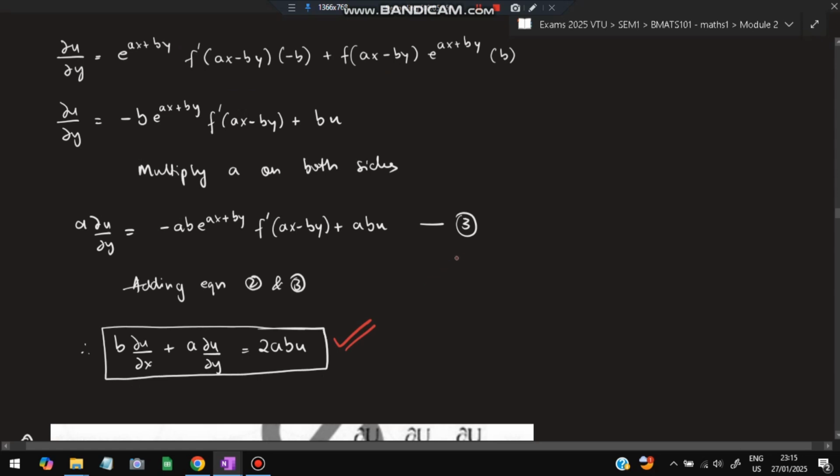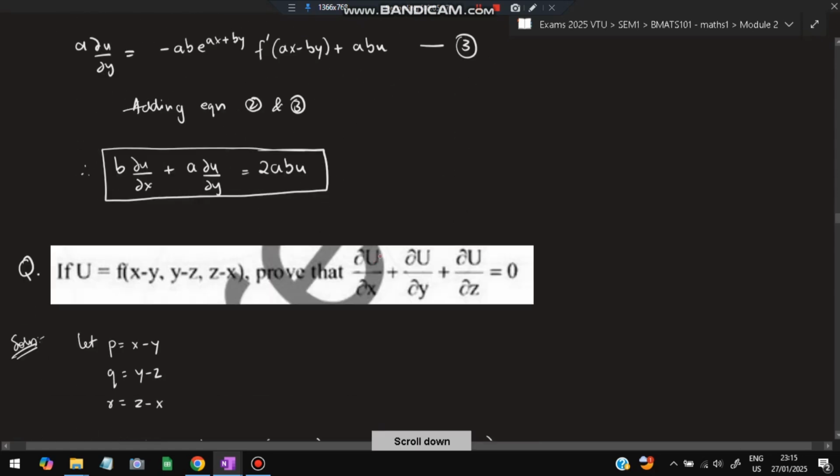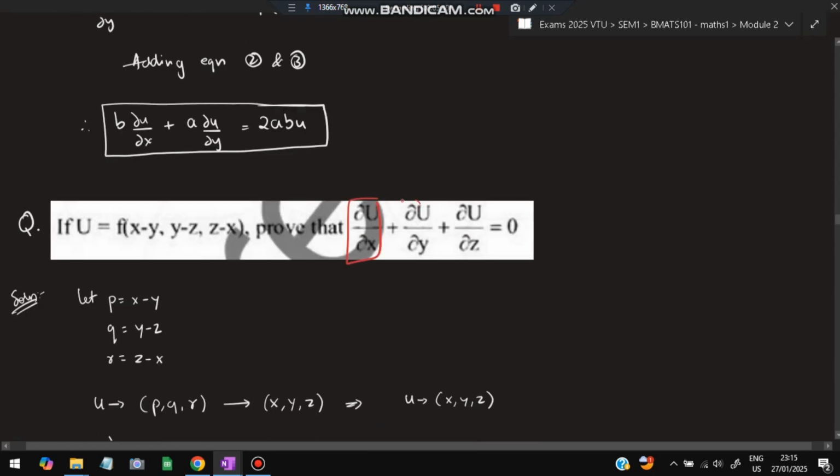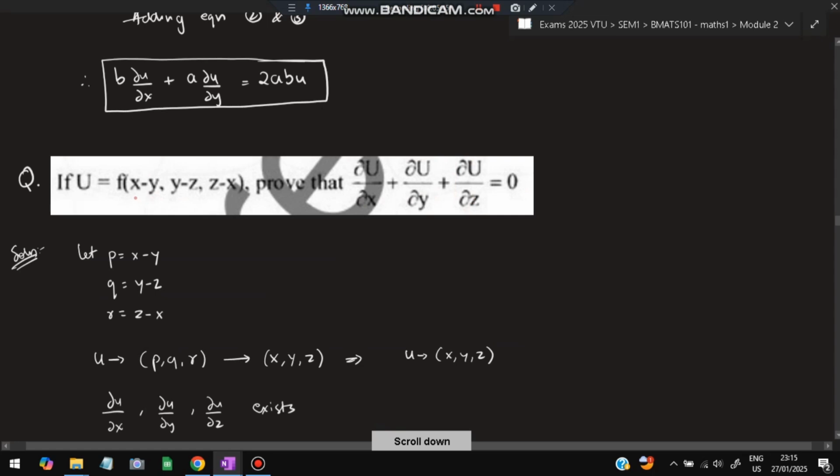The sequence you got to know, right? First, what we have to do, we have to find out what they have asked to prove, find out these values, then just add up, and if you get the same answer, that means your steps were correct. Now again, there is a minus here. If there is a division or minus between two variables, you have to make it as one variable. That's the first step.